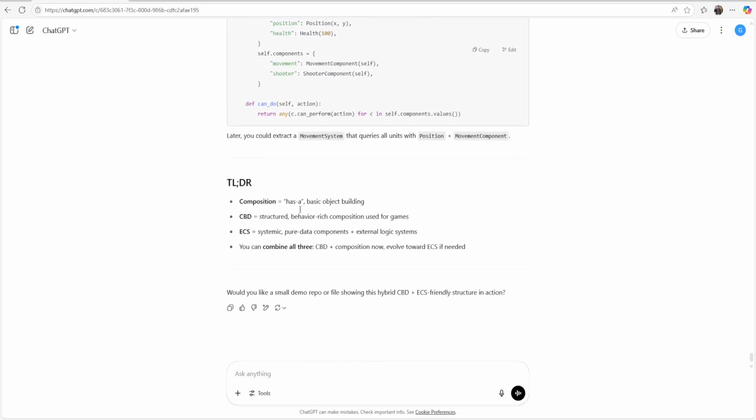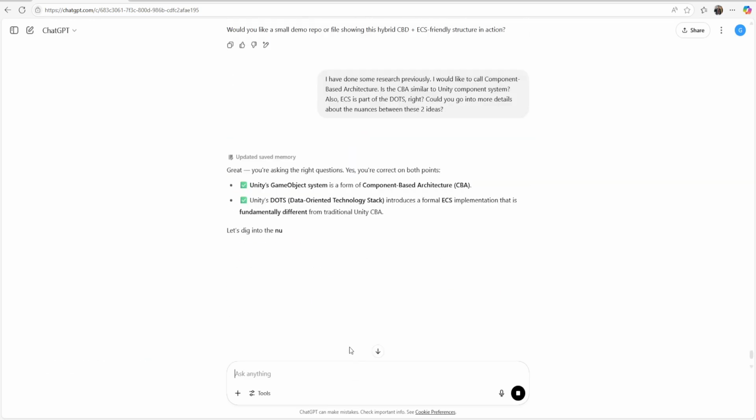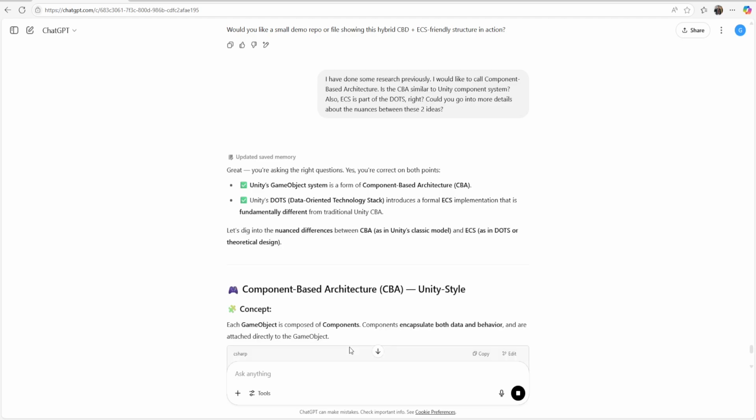I don't really like this. Let's try to make ChatGPT understand our ideas. We already did some research previously, and previously the CBD was called component-based architecture, so I would like to use that terminology. As far as I am aware, it's very similar to how Unity deals with components. And ECS is part of DOTS, the data-oriented technology stack of Unity, and is more focused on data-oriented processing. Now let's see the difference.